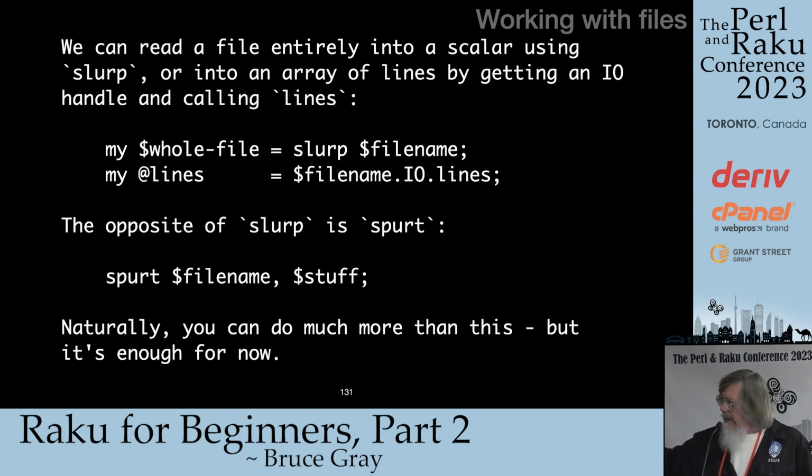So if we do that to an I/O type, then you've got an open file handle on that path. And the lines method on an I/O file handle gives it to you line by line, lazily, unless you ask for it all at once by assigning to an array. That'll come into play hopefully later, because it's cool how you can do that lazily.